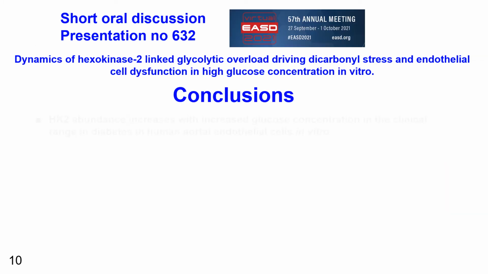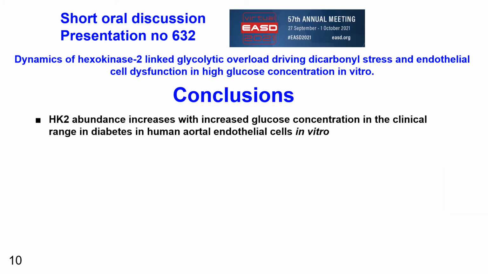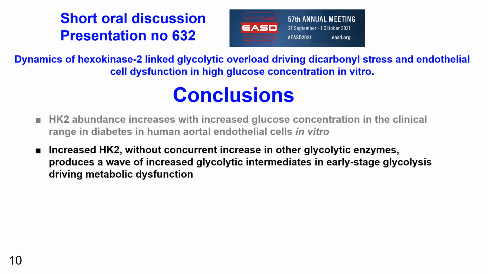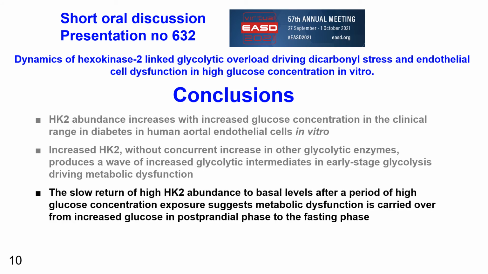In conclusion, hexokinase-2 abundance increases with increased glucose concentration in the clinical range in diabetes in human aortic endothelial cells in vitro. Increased hexokinase-2 without concurrent increase in glycolytic enzymes produces a wave of increased glycolytic intermediates in early stage glycolysis driving metabolic dysfunction.